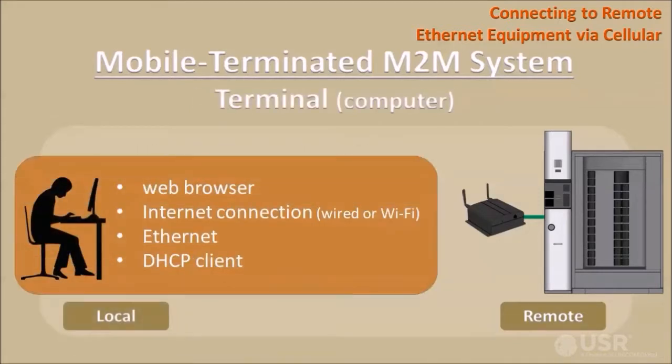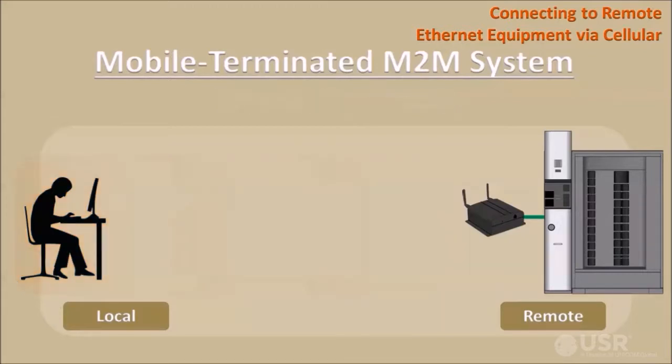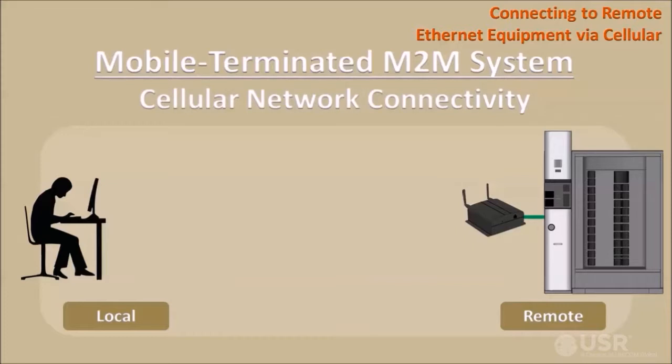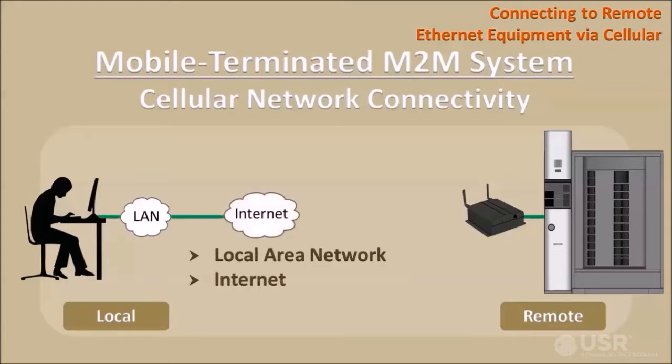The operator will use a terminal, which is usually a computer with a web browser and a connection to the Internet. It must have an Ethernet port, which will be used for configuring the target equipment and a cellular gateway. And the computer's Ethernet protocols usually include a DHCP client. To make a mobile terminated connection over the cellular network to a remote cellular gateway, the terminal first connects to a local area network, which gives it access to the Internet.